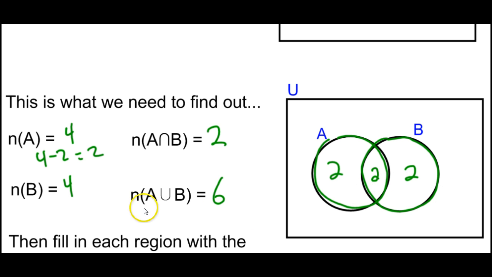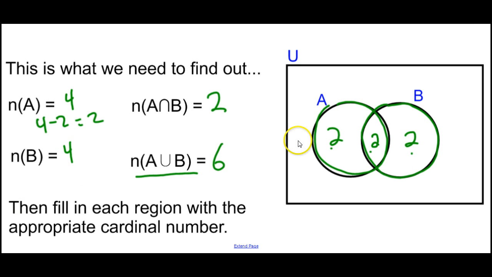If we look, A union B, which is everything here, is supposed to equal 6, and if we add up 2 plus 2 plus 2, that also equals 6. Alright? So this is how you potentially do this. What I will give you are these type of numbers right here. You're going to have to fill it into the Venn diagram. Alright? Let's look at another example.